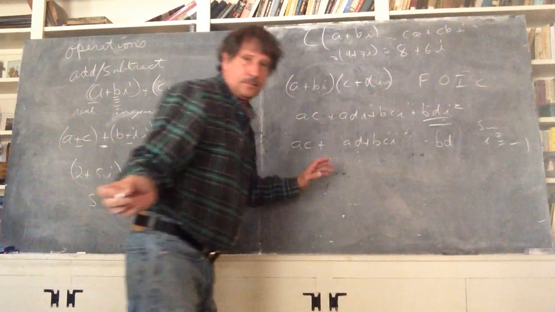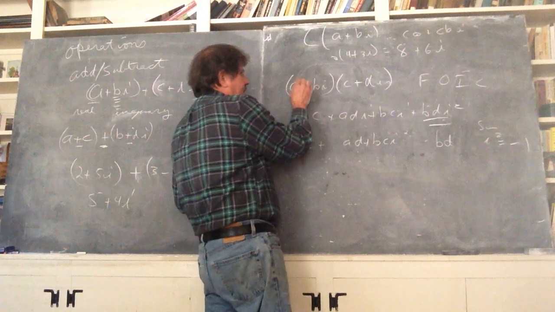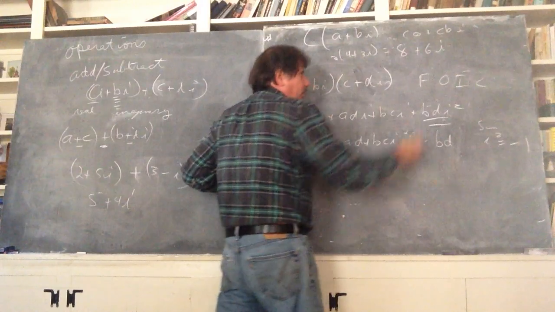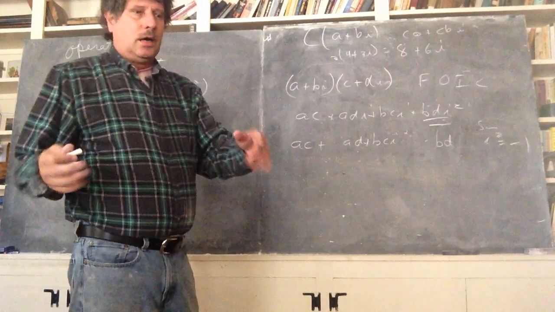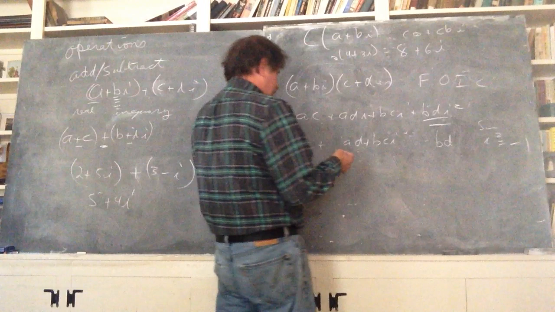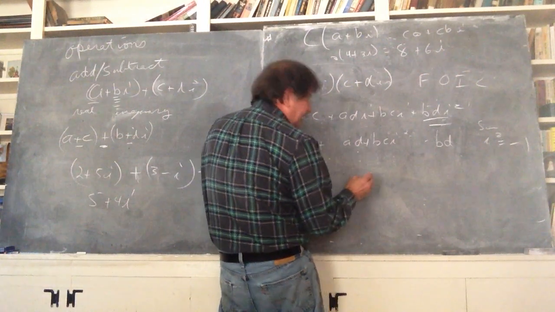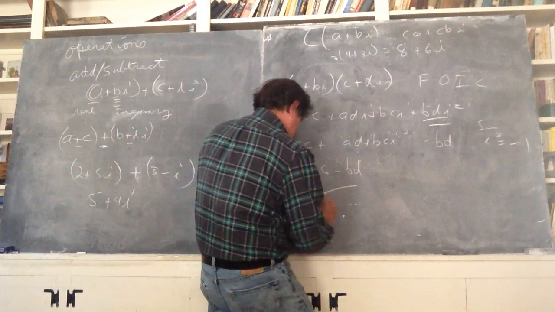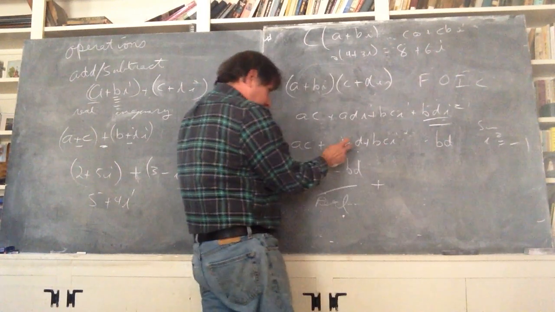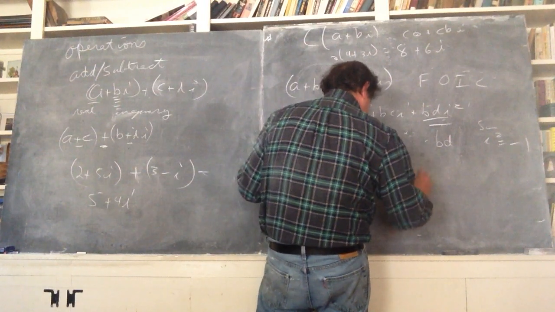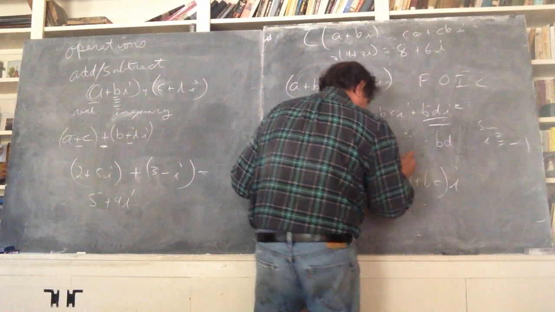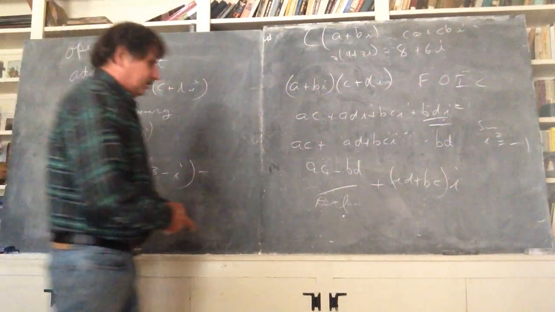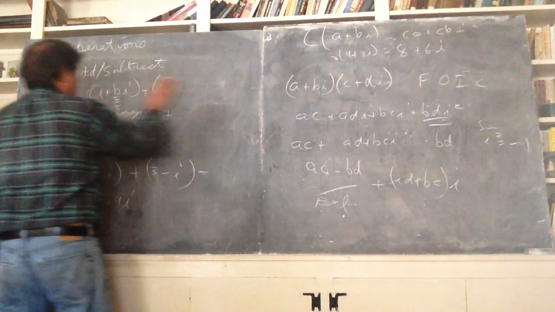So the real part comes from the ac, of course, but it also comes from the last. First and last are the real part. Outside, inside are the imaginary part. So this is actually ac minus bd, that's the real part, and then plus the imaginary, ad plus bc times i. And I'll do an example, and then I'm coming back to talk about division. Just one example of multiplication.